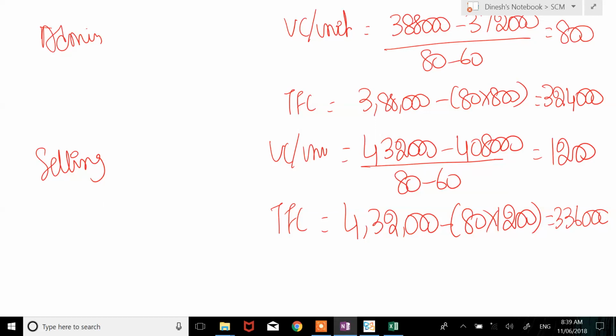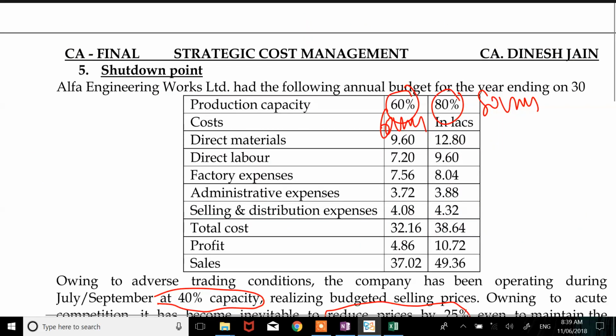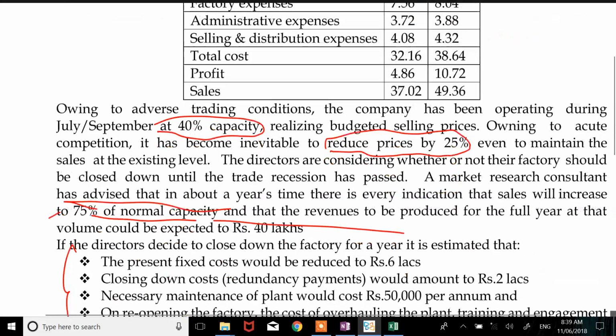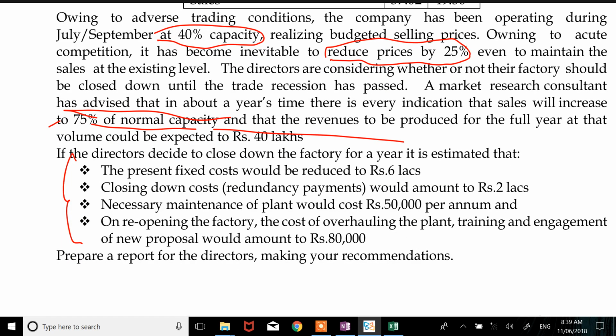Any doubts on this? Clear? So we have done this categorization. Now it's more or less simple analysis beyond this. Any doubts till now? Okay, now please listen. Let's understand the requirement. Looking at this information, tell me if you shut down the factory, contribution is 0. What will be the fixed cost and accordingly what is the loss? Read it and let me know.